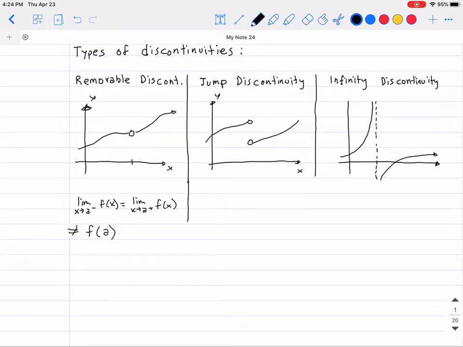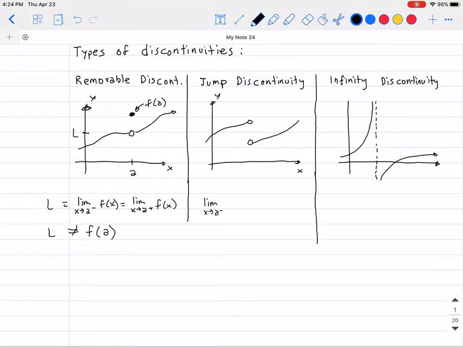But unfortunately, that does not equal plugging in the value of a into the graph. So here you can see the limit is maybe equal to some value L. But then L does not equal f of a, because f of a maybe doesn't exist, or maybe it's just somewhere else, or maybe you have another graph that's up here. So that right there could be f of a.